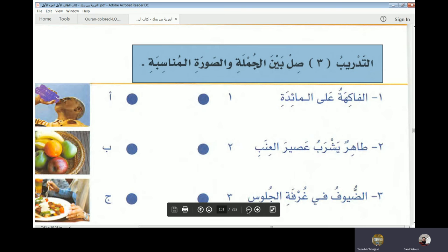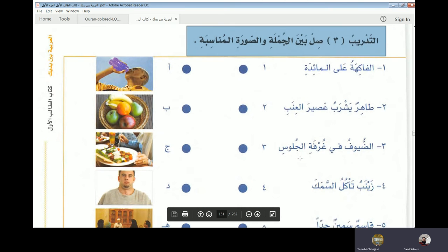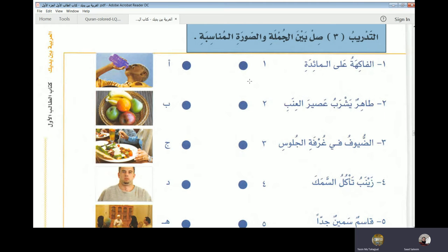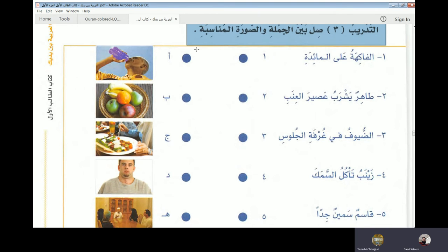Exercise three: connect between the sentence and an appropriate picture. Munasiba means appropriate. Connect between the sentence and an appropriate picture. Yes.